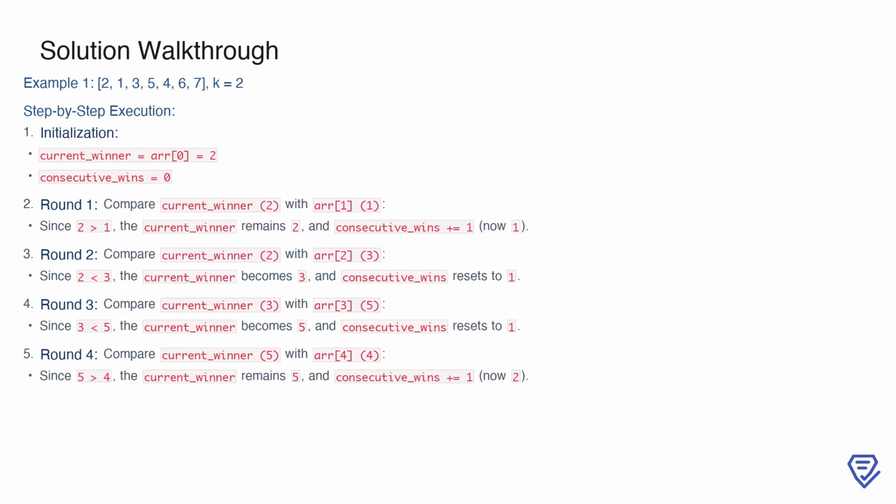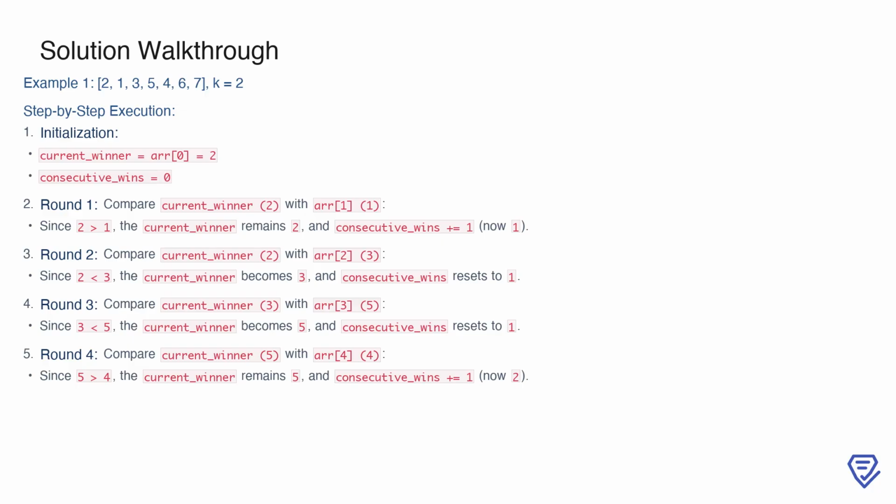Here, we start with example 1, where the array is 2, 1, 3, 5, 4, 6, 7, and k is 2. First, we initialize current_winner to the first element, which is 2, and set consecutive_wins to 0. In round 1, we compare the current_winner, 2, with the next element, 1. Since 2 is greater than 1, 2 remains the current_winner, and we increment consecutive_wins to 1. In round 2, we compare the current_winner, 2, with the next element, 3. This time, 2 is less than 3, so the current_winner is updated to 3, and consecutive_wins is reset to 1.